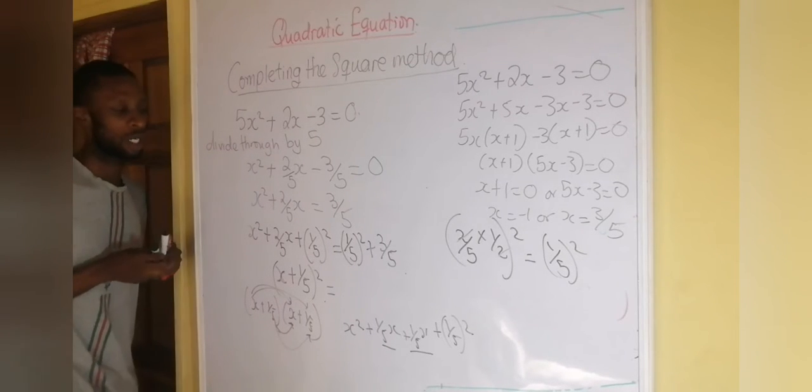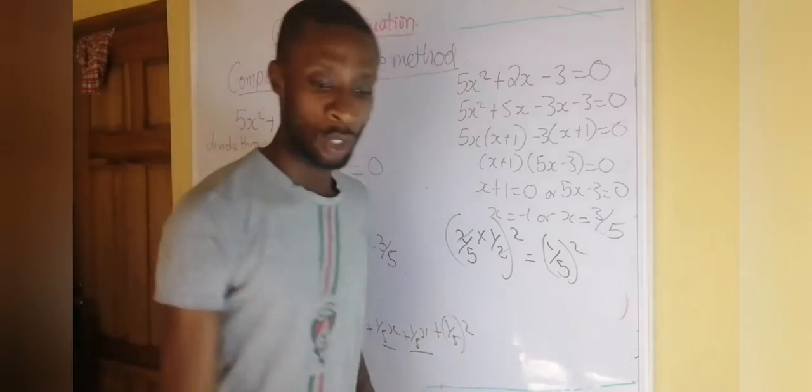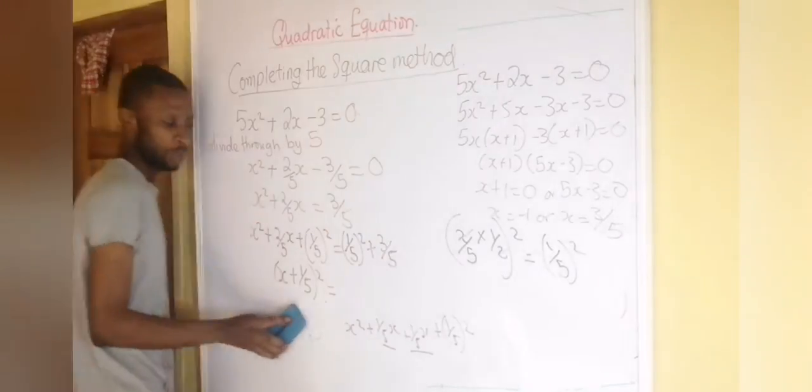So that's how to do it. You can see that it will try to expand it back, you get that. So that is the completing the square method. That's the way it works.